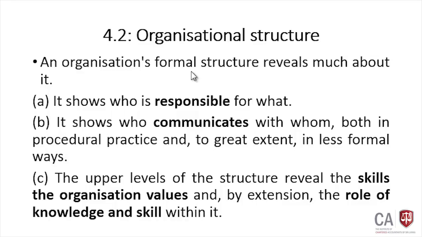What does this formal structure reveal? If you look at the formal structure, it discloses a few things. One is it shows who is responsible for what. For example, in the structure I have drawn, the production manager is responsible for the production function. The finance manager is responsible for the financial functions. Then it shows who communicates with whom, both in procedural ways and to a great extent in less formal ways. For example, the finance manager has to report to the CEO, right? That is one communication link. Then there are peer employees like the marketing manager and HR manager. Then there are subordinates under the finance manager like finance executives. So it tells who communicates with whom, right?